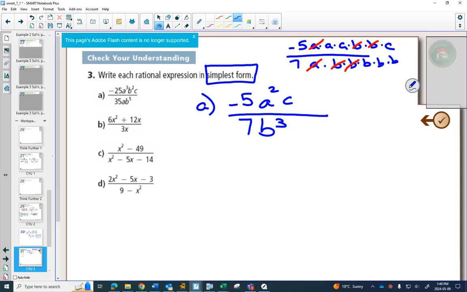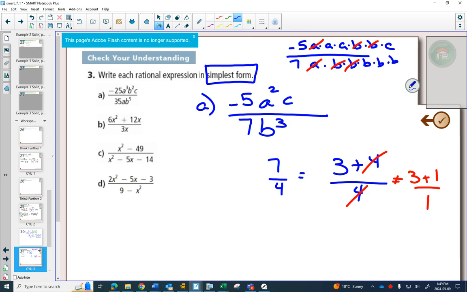Okay? Look what happens if you're adding. 3 plus 4 divided by 4. This is bad if you do this. It is not equal to 3 plus 1 divided by 1. 3 plus 4 is 7. Last time I checked. I would have 7 over 4. 7 over 4 is 1.75. 4 over 1 is not 1.75.